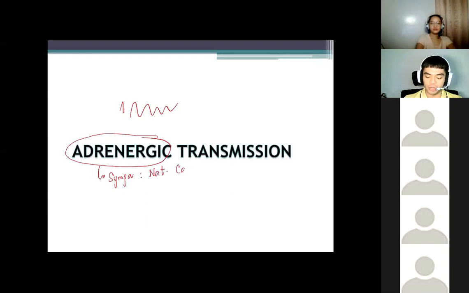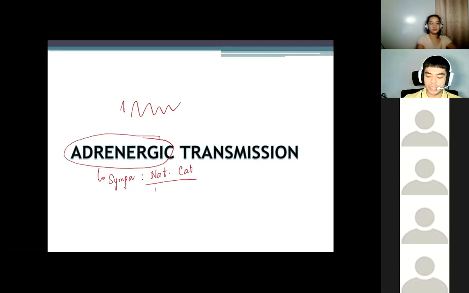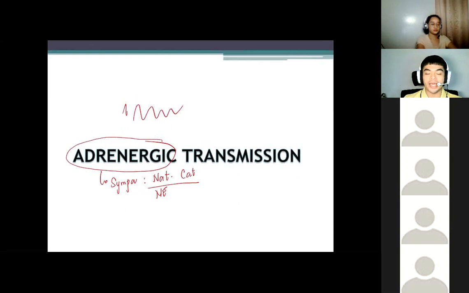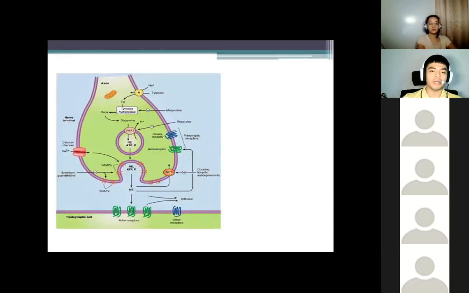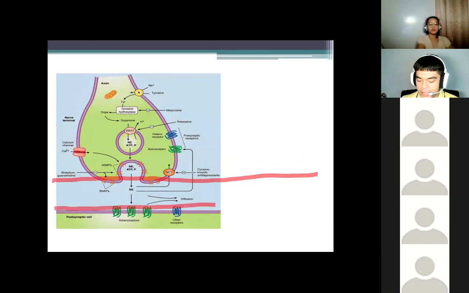We discussed the natural catecholamines yesterday, in which the principal neurotransmitter in the sympathetic nervous system is norepinephrine, and the others are epinephrine and also dopamine. In that regard, let us explain how these neurotransmitters are synthesized, stored, released, and also their fate in the synaptic cleft. Just like yesterday, let me divide this into three parts: the pre-synapse, the synaptic cleft, and the post-synapse.